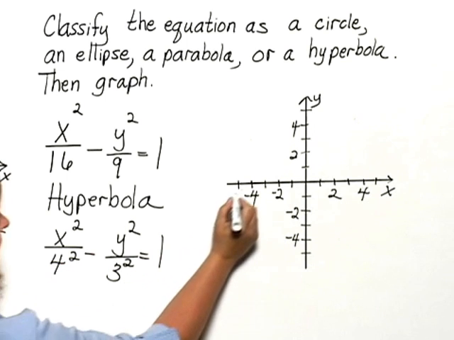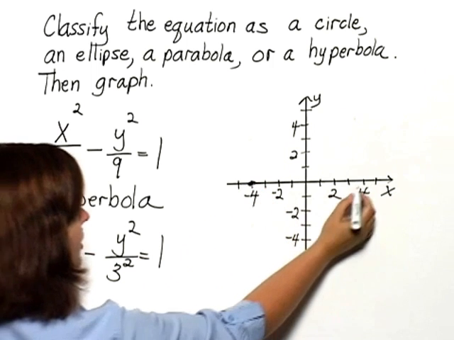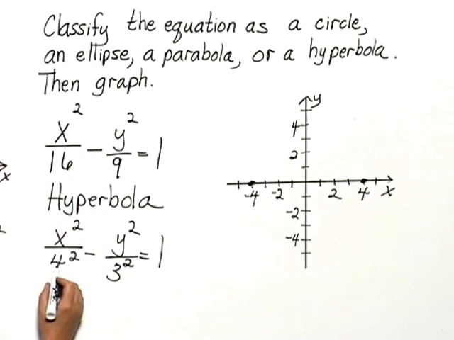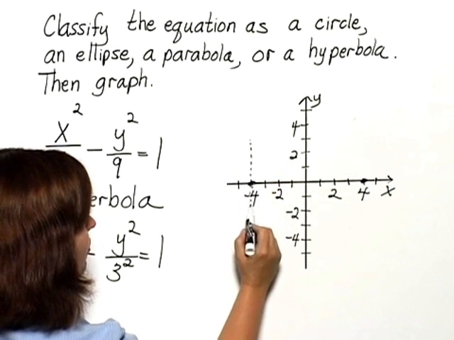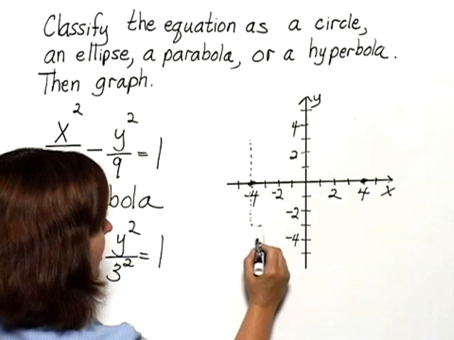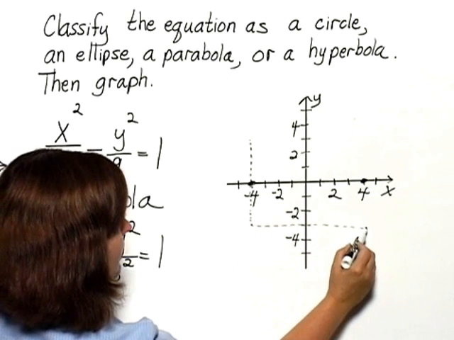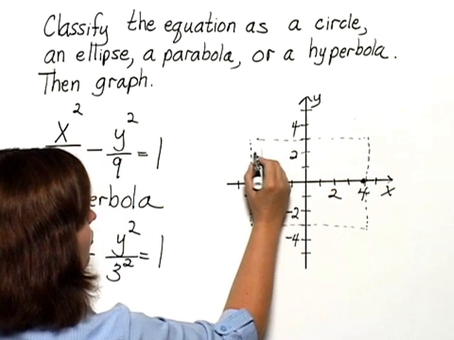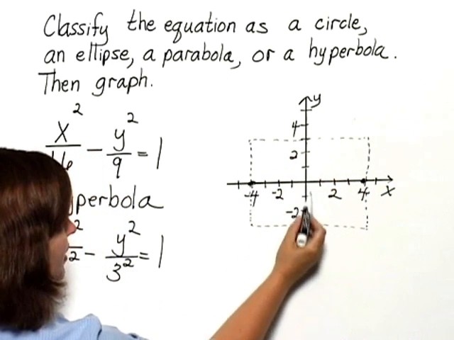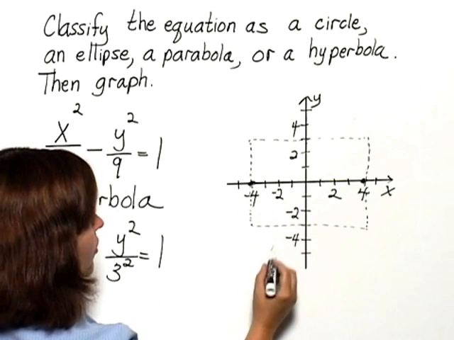It will have vertices at negative 4 and 4, and that comes from this 4 squared. It's not going to go through the y-axis. However, this 3 will help us to draw a box that will help us to draw the hyperbola. If we draw a box that goes through negative 4 on the x-axis and then negative 3 on the y-axis, positive 4 on the x-axis, and positive 3 on the y-axis. That's up and down 3 from the origin, left and right 4.